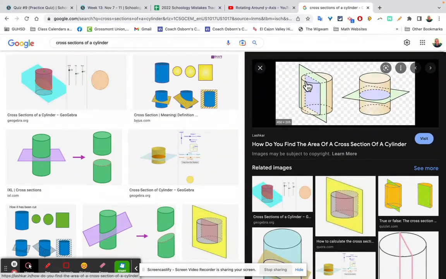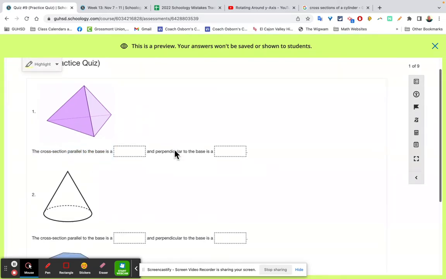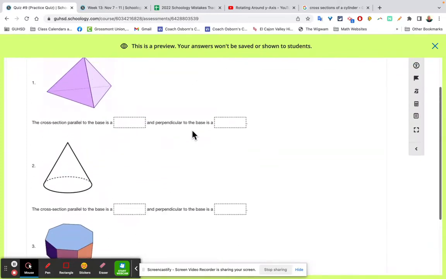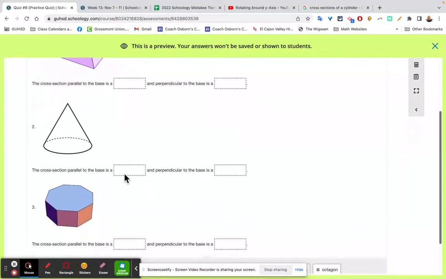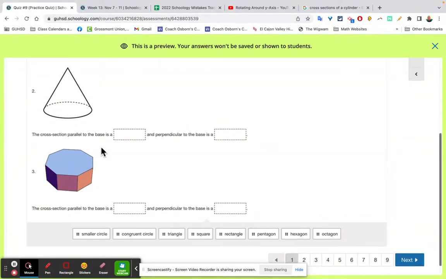And you can see the shape that's created there is a rectangle. So again, parallel to the base is cut across, and then perpendicular is cutting straight down. So if I'm cutting straight across for this one, then it's going to create a triangle. So that would be a triangle. All right, if I cut perpendicular straight down and look at it from the side, for this shape it'll also be a triangle.